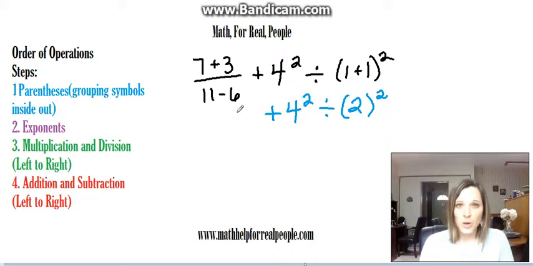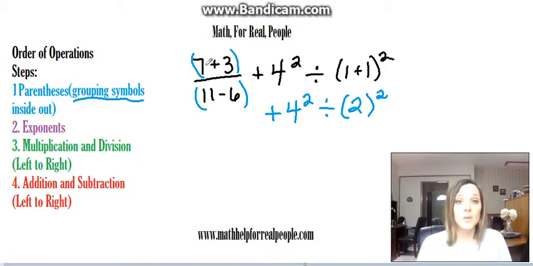A fraction bar set up this way means division, but we technically can't divide anything until we add and subtract. So a fraction bar is really saying there's parentheses on top and bottom. So that is actually a grouping symbol. The fraction bar is a grouping symbol. So we need to do the top and the bottom of this grouping symbol first. It's like putting them in parentheses like I did there.